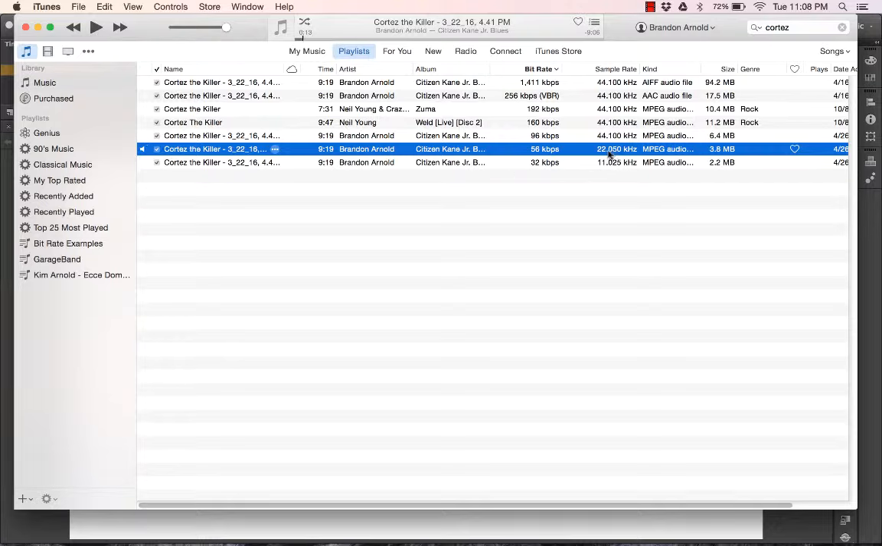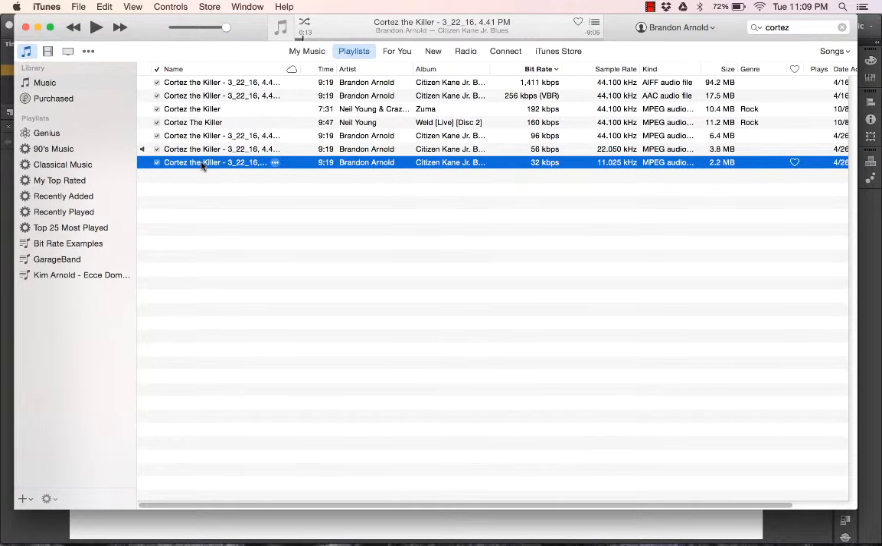So now, notice our sampling rate has gone down to 22. That means that the highest frequency it can record is 11 kilohertz. So anything above 11 is just getting cut off. That's why this sounds a lot lower than the other ones. And here is even worse.